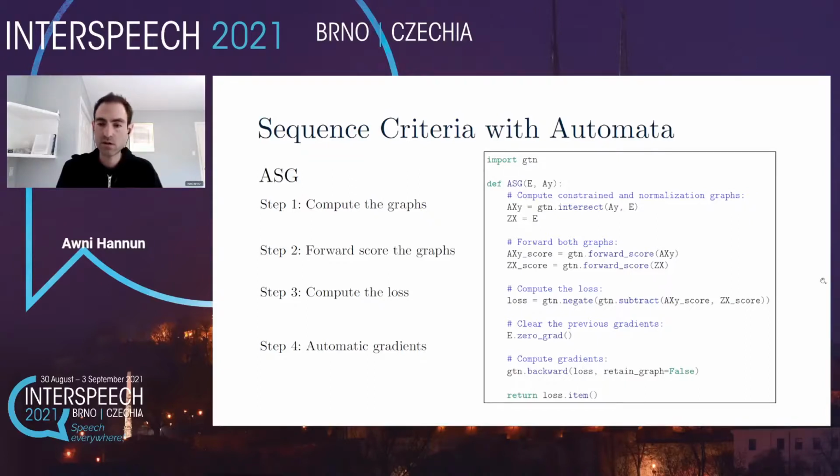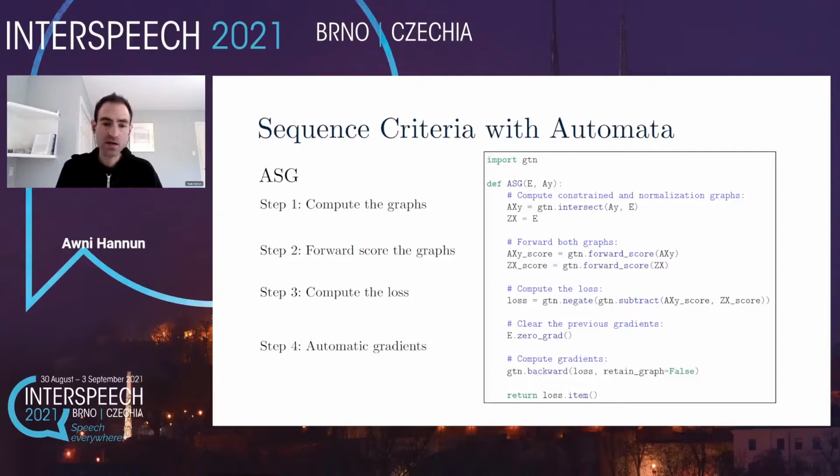Let me see. It looks like there are some questions that just showed up. So, okay. Question from Jan: does GTN support some kind of lazy operations? Might be useful for some operations that have a tendency to blow up, like intersection or composition.